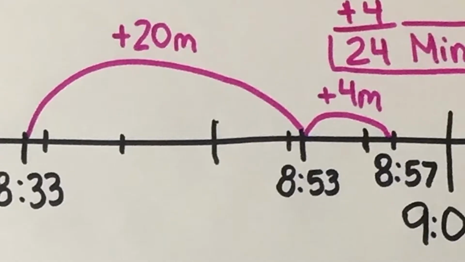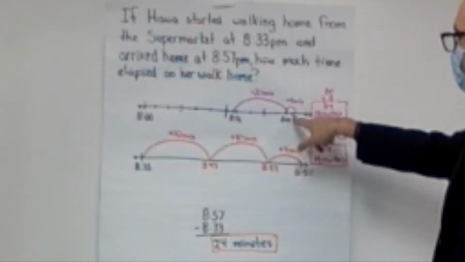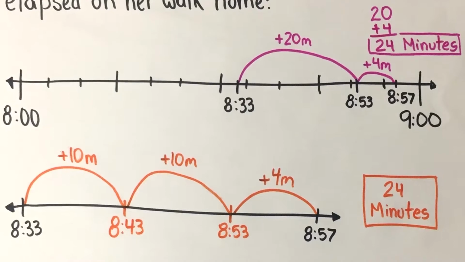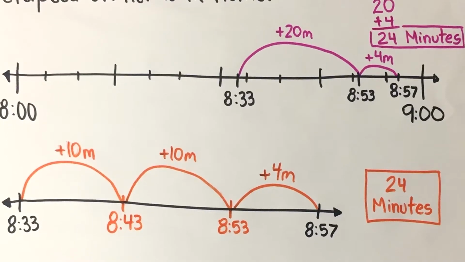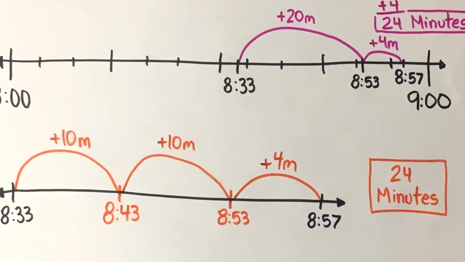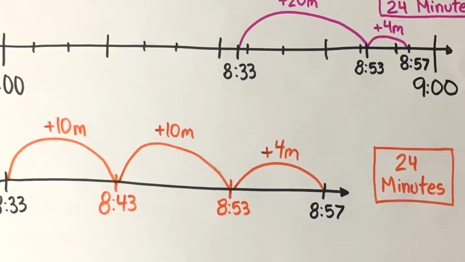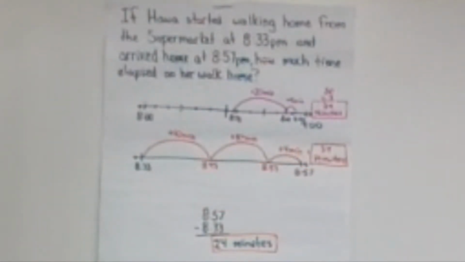Added 20, and then after that, what did we add? 4 minutes. And once we added 20 and 4, what did that give us? 24 minutes. So that was one strategy that we used. What was the other strategy that we used?